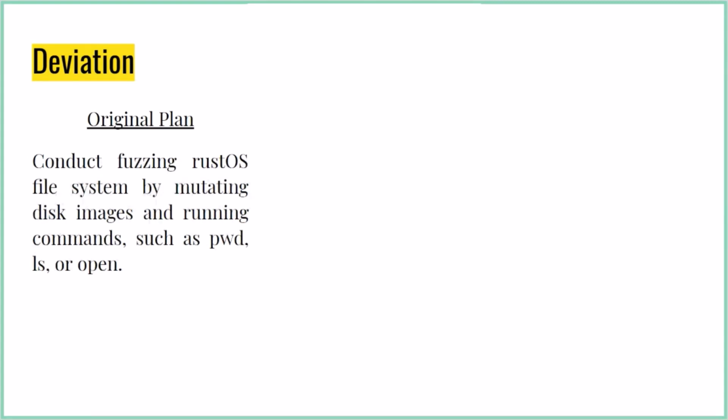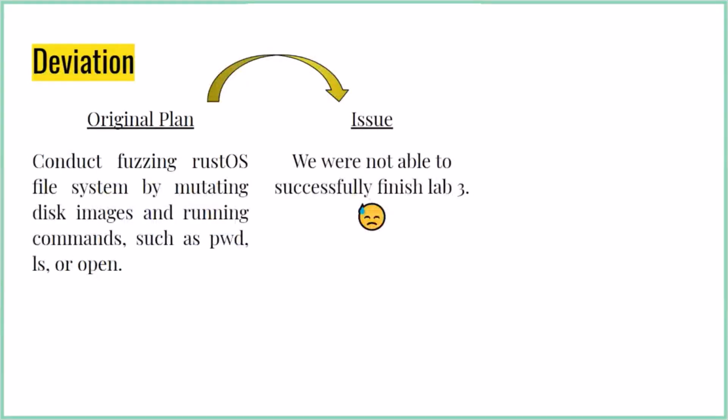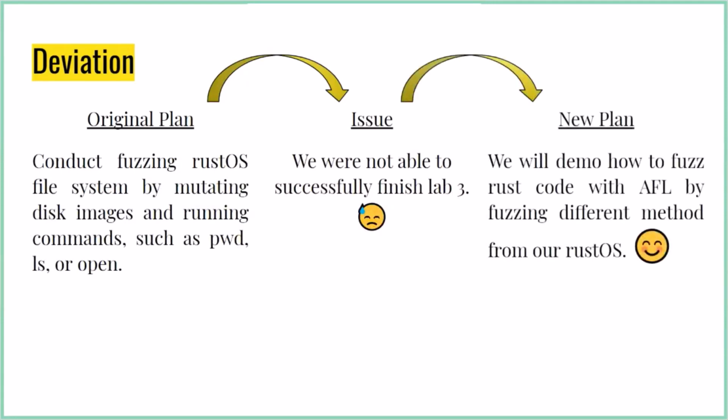Once we've mutated the disk image, we would execute file system commands, such as open, ls, and cd, and check if those commands work and show the correct output. But we ran into a certain issue. We were not able to finish Lab 3. So our new plan is to fuzz compatible Rust code and show the result of running the fuzzer.